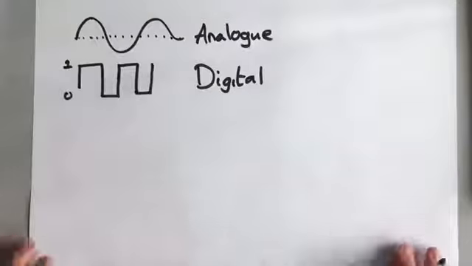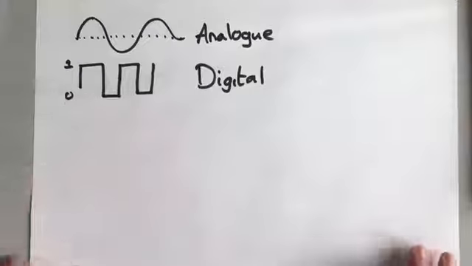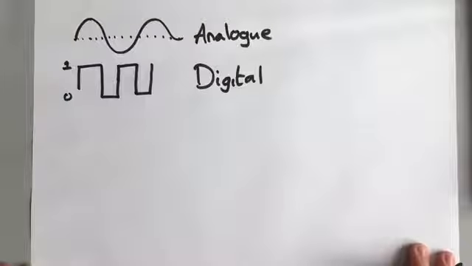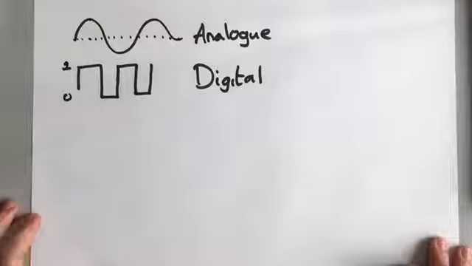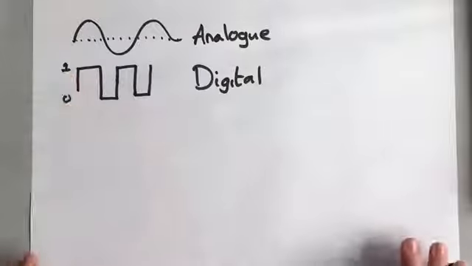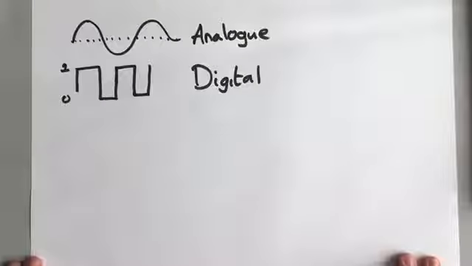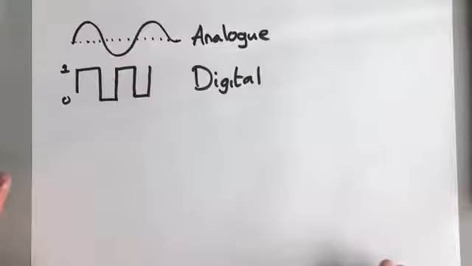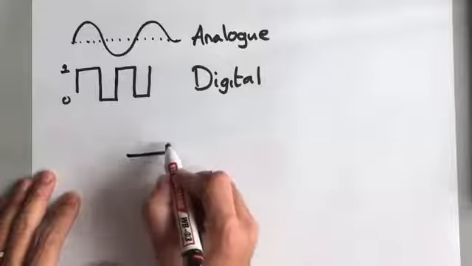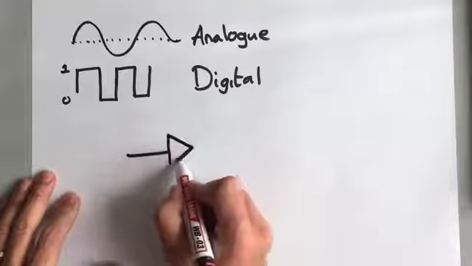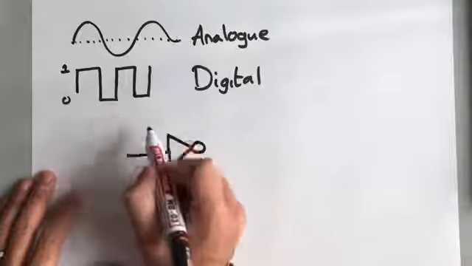Now, as you probably know, computers mostly use digital signals to communicate, and that's what logic gates use as well. The digital is either on or off, and logic gates deal with things either being on or being off. Now, the most simple type of logic gate is called a NOT gate. A NOT gate in your circuit diagram would look like this.